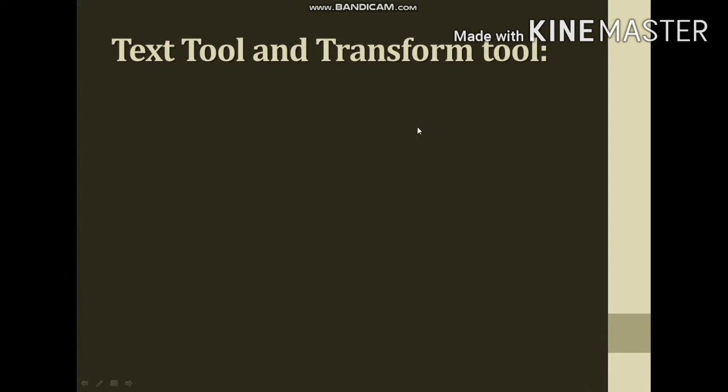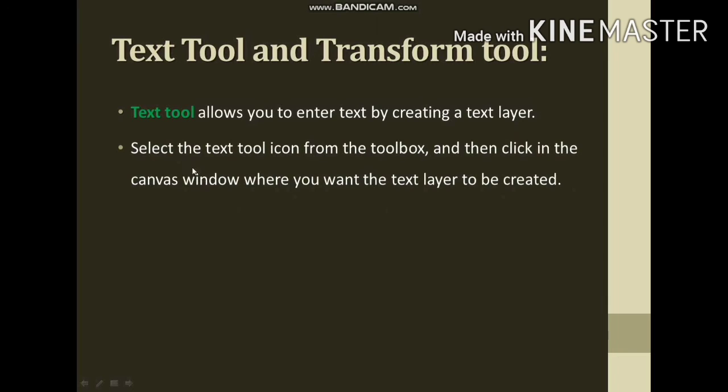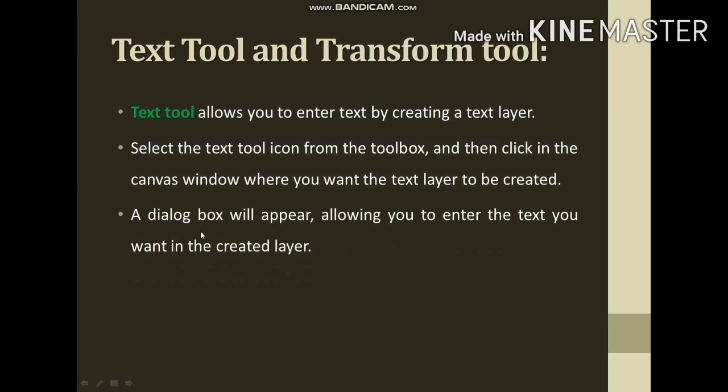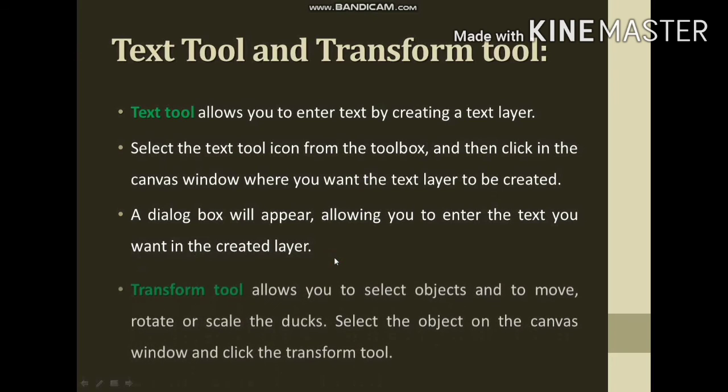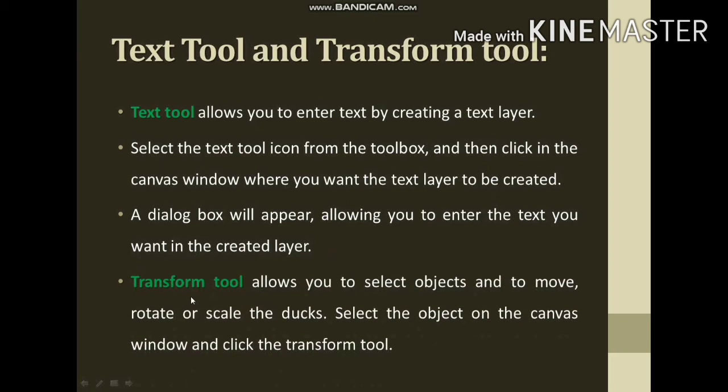Text tool and transform tool. Text tool allows you to enter the text by creating a text layer. How? That is, select the text tool icon from the toolbox and then click in the canvas window where you want the text layer to be created. A dialog box will appear allowing you to enter the text you want in the created layer. Transform tool, that we know, allows us to select the object and move, rotate, or whatever the actions we need to perform. So let us see.